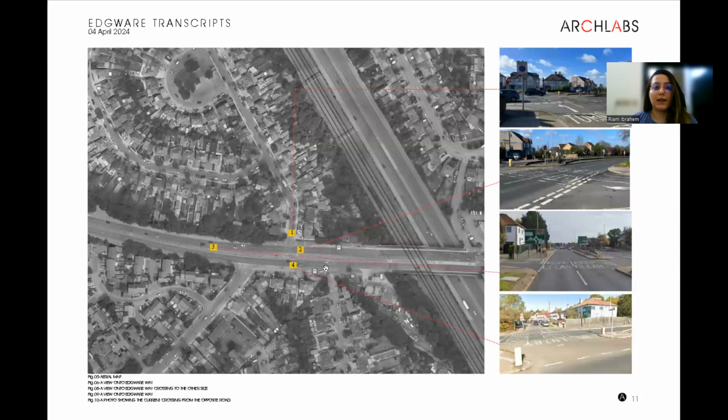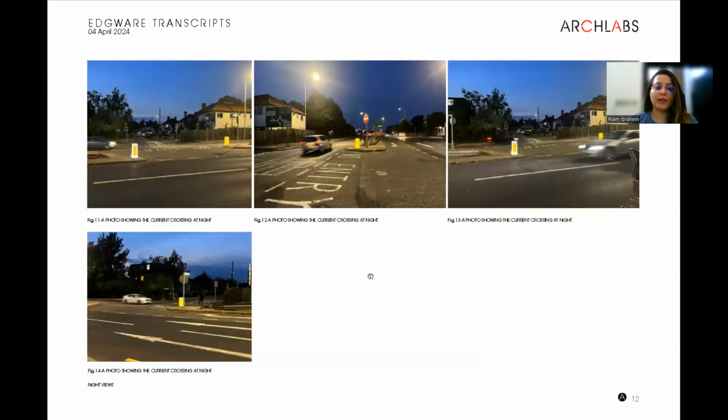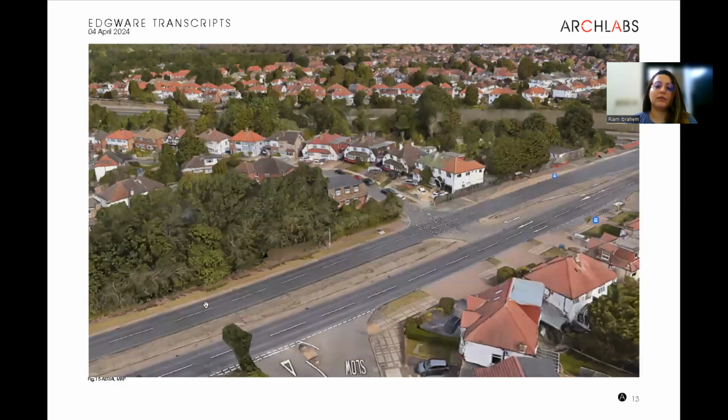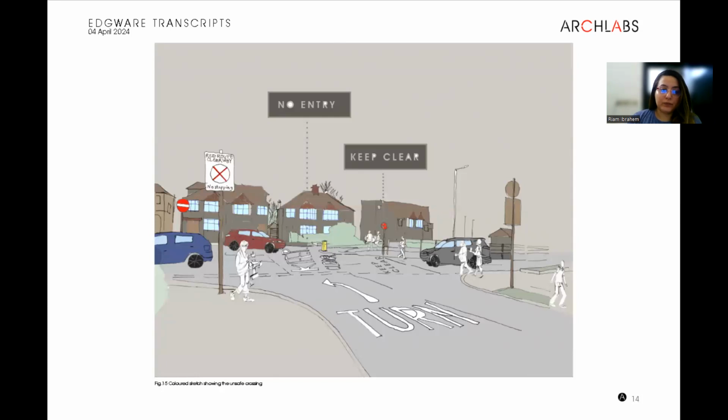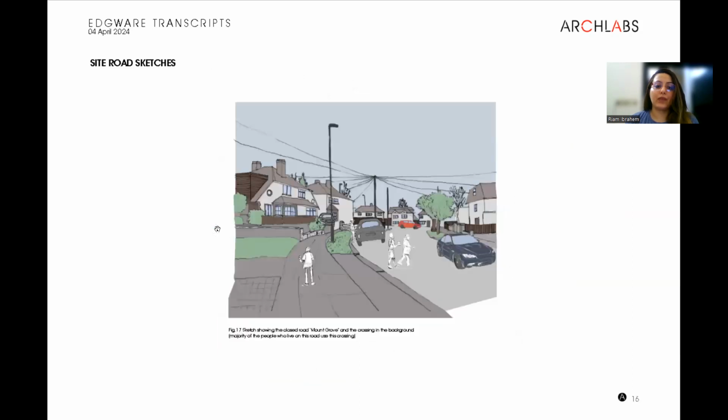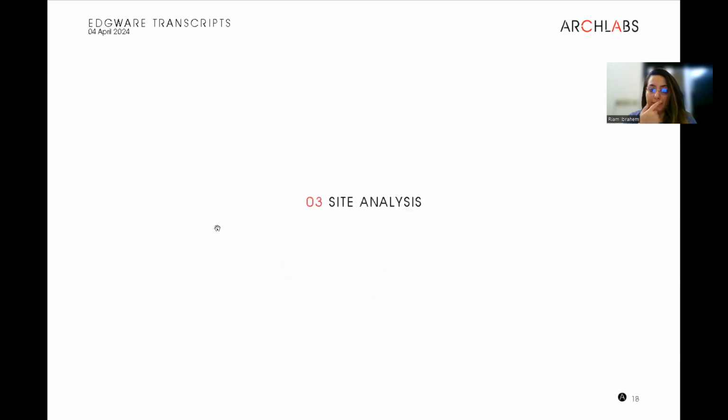A couple of site observations I've done at the beginning of the project. So you see this is the crossing there. It's not controlled by traffic lights nor zebra crossings. These are night views, and some of them are showing cars and people crossing as well. So the main issue of the site is this uncontrolled, unsafe crossing, which I'm trying to show in the sketches.